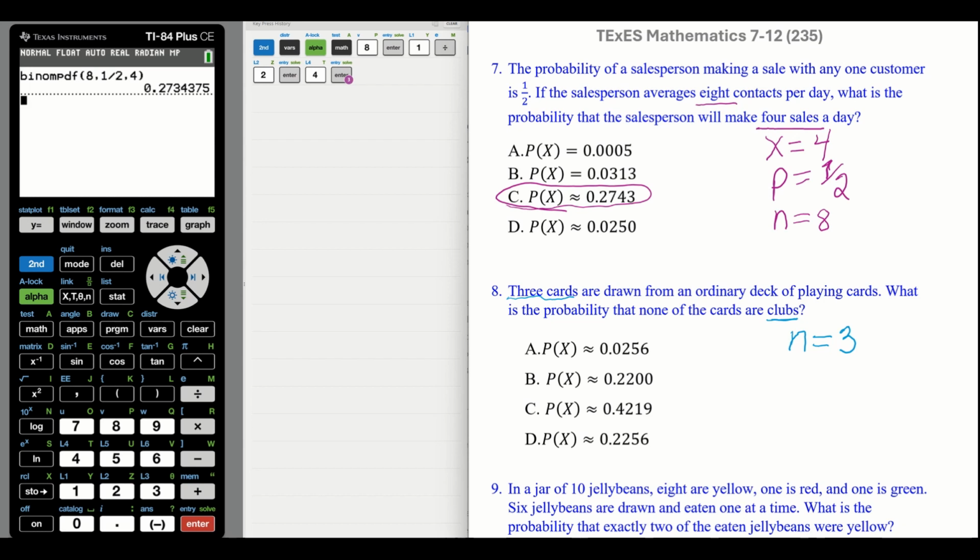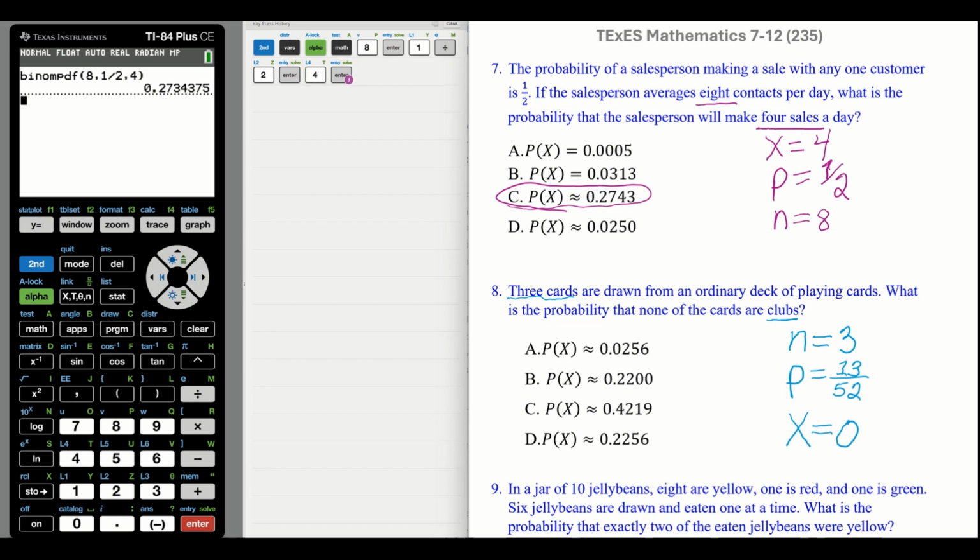How many clubs are there? There are 13. How many cards in a deck? 52. Probability equals 13 out of the 52. Now we need to investigate our future, our X. None of the cards are clubs. That's a clue. It's 0. What's the probability of getting 0 clubs? No clubs. All the cards but clubs. That's what we need to think about and realize.